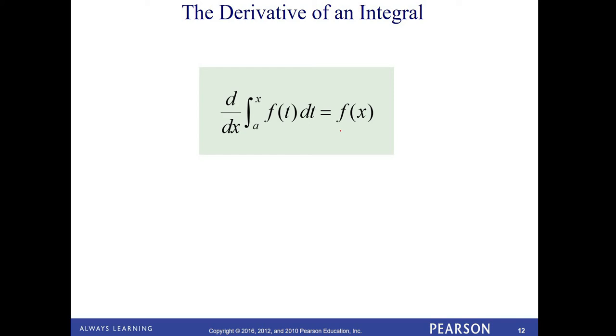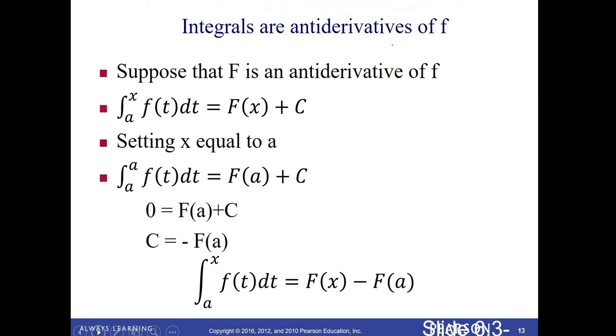Okay, so now we get to the derivative of an integral. The derivative of an integral, this is just inverse operations. So if I take the derivative of the integral, I get the function value at x, whatever x may be. Now let's look at that. Integrals are antiderivatives of f. So suppose that F is an antiderivative. So the integral, if I differentiate that, would be this function. So therefore, before I differentiate it, I get the antiderivative.